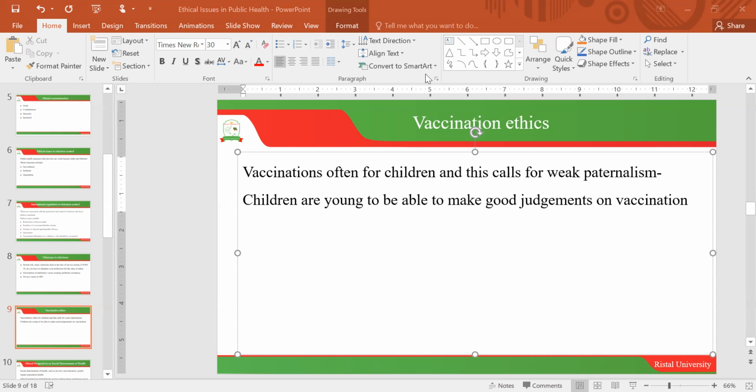Anyone who's going to try that? The mother does not want their child to be vaccinated, but you know vaccination is very important. Yes, Charles?